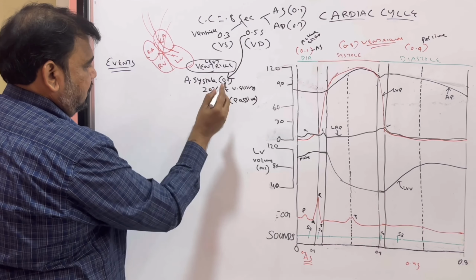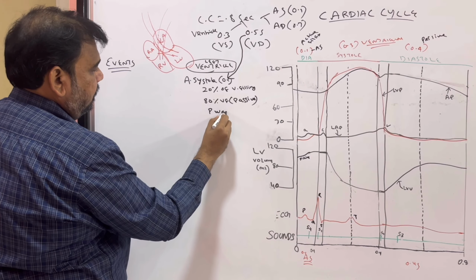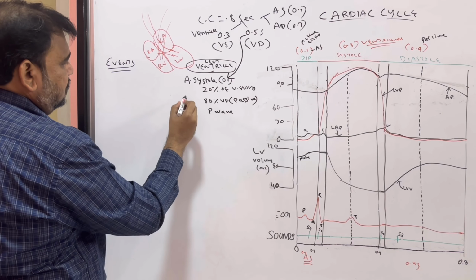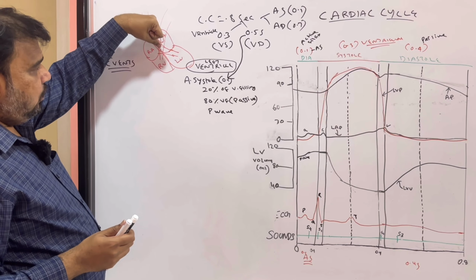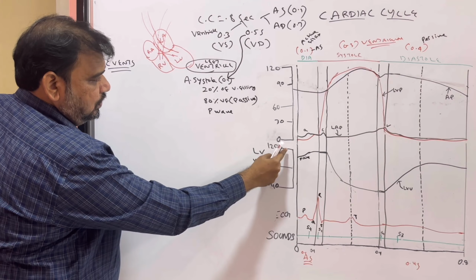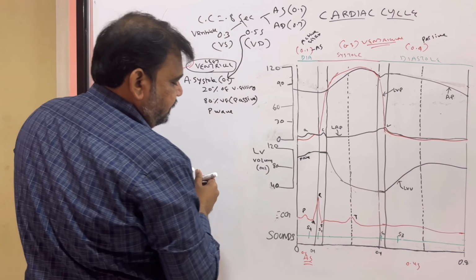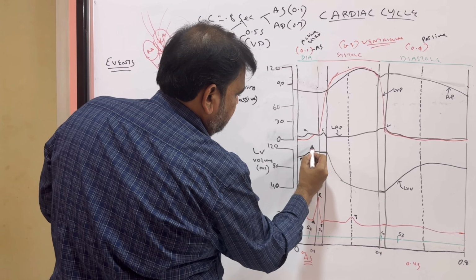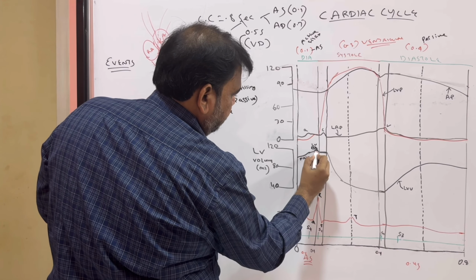Another thing, in atrial systole I explained about the P wave. Now we will go to the next. So atrial systole is over. Now what happens? The ventricle is filled with almost 120 ml, and diastole is going to end. This is the left ventricular end diastolic volume.